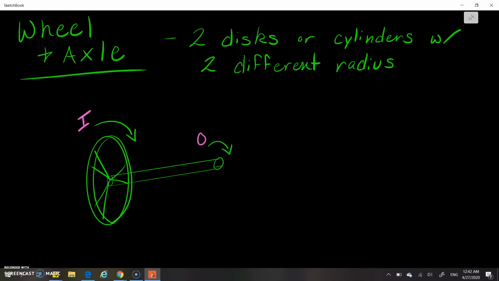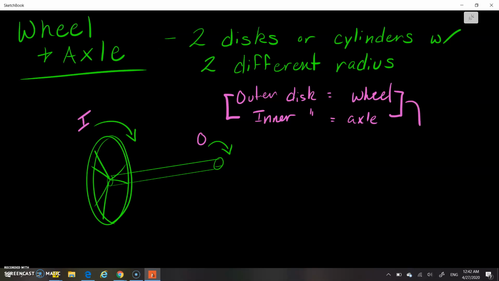So generally speaking, the outer disc is your wheel, and your inner disc is your axle. Okay, but together these guys are going to rotate as a unit.